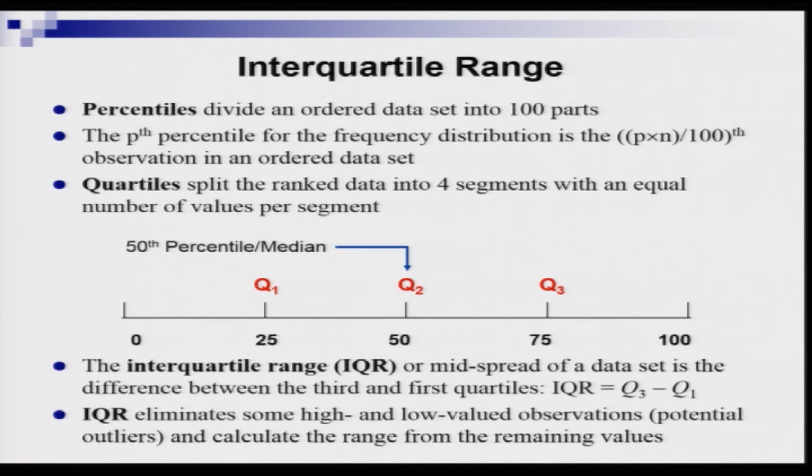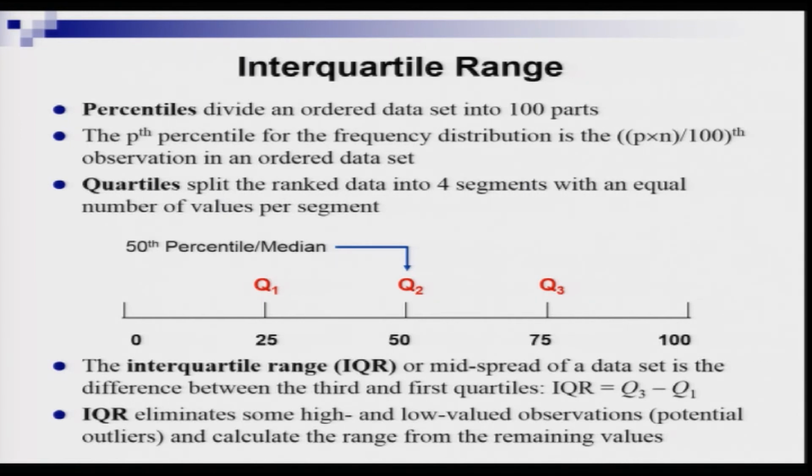When a data set is given and you are interested in median computation, you have to arrange the data in increasing order. You do that, and then you go for the percentile and quartile computation. The pth percentile for the frequency distribution is the p times n divided by 100th observation in an ordered data set, provided that it is arranged in increasing order.